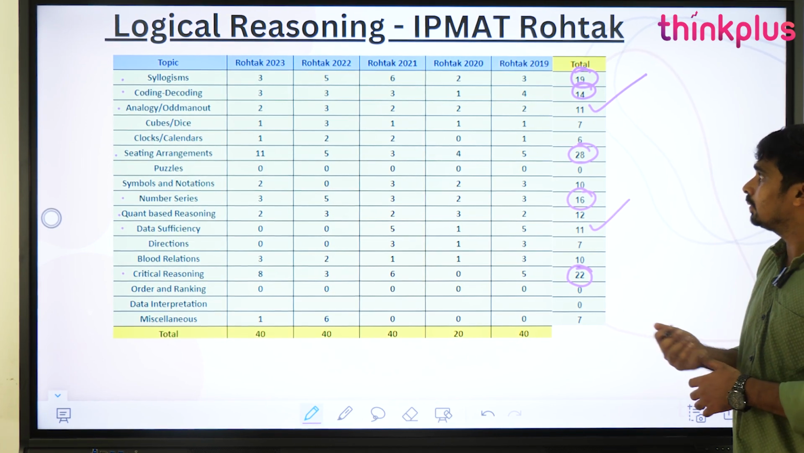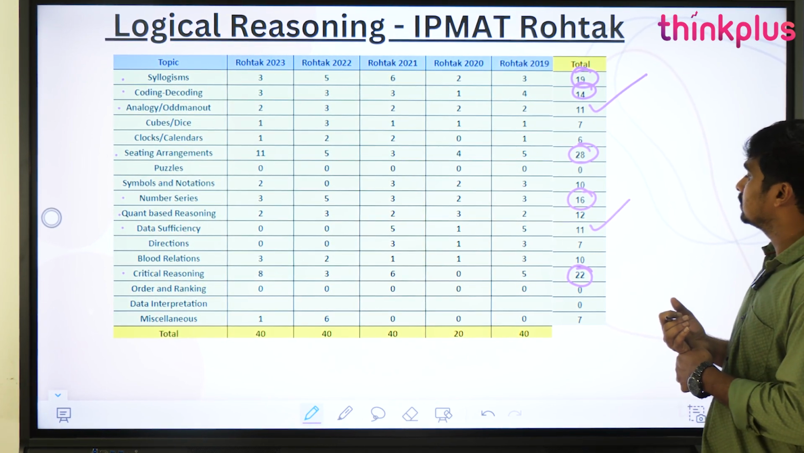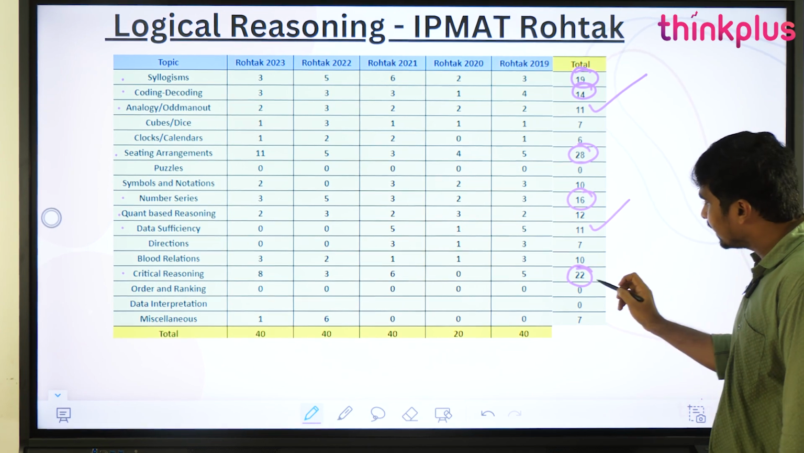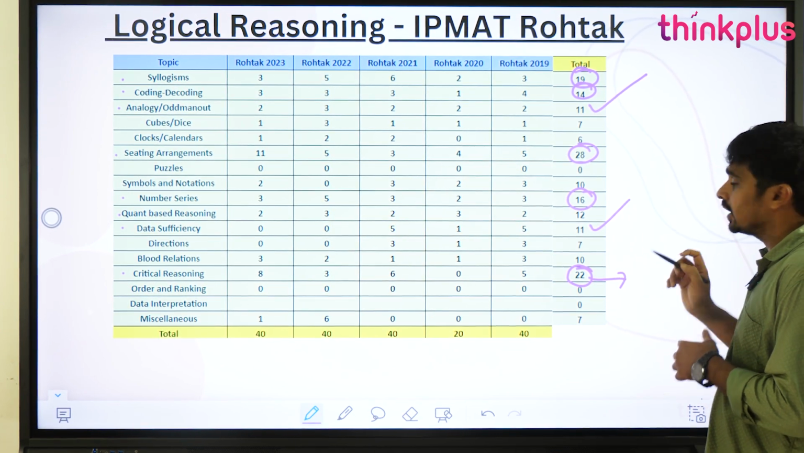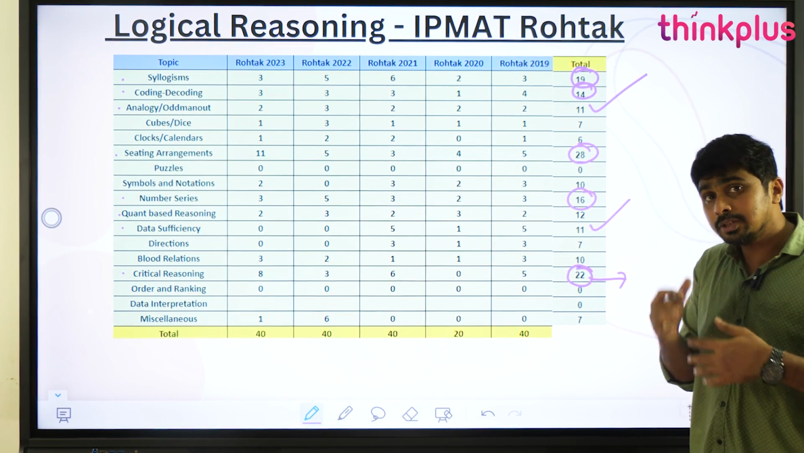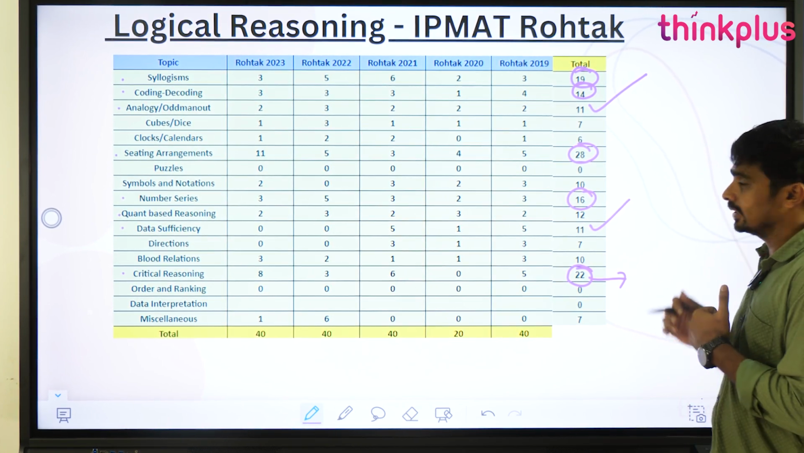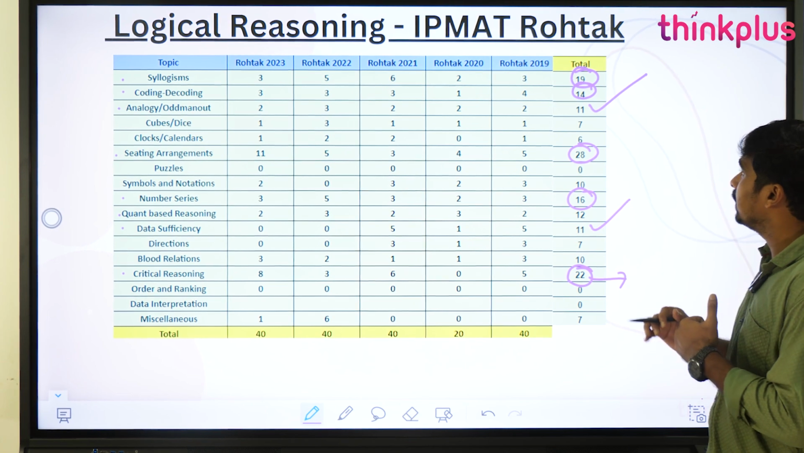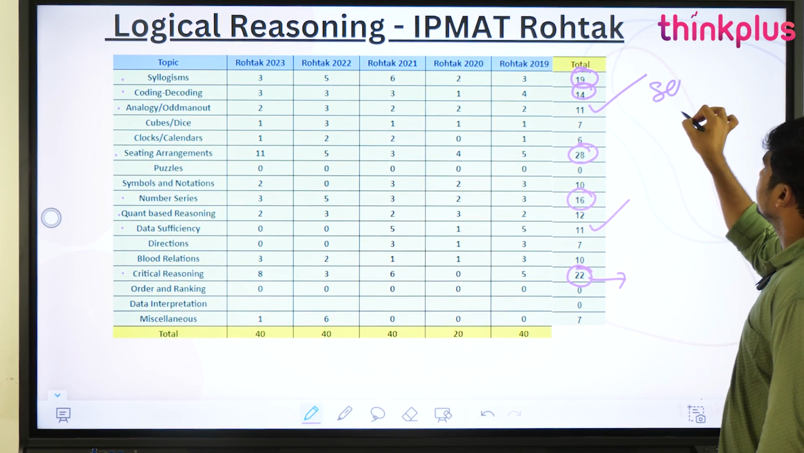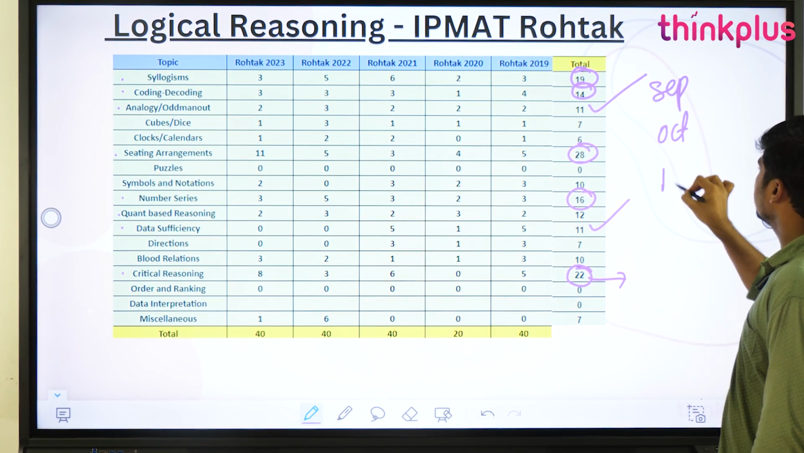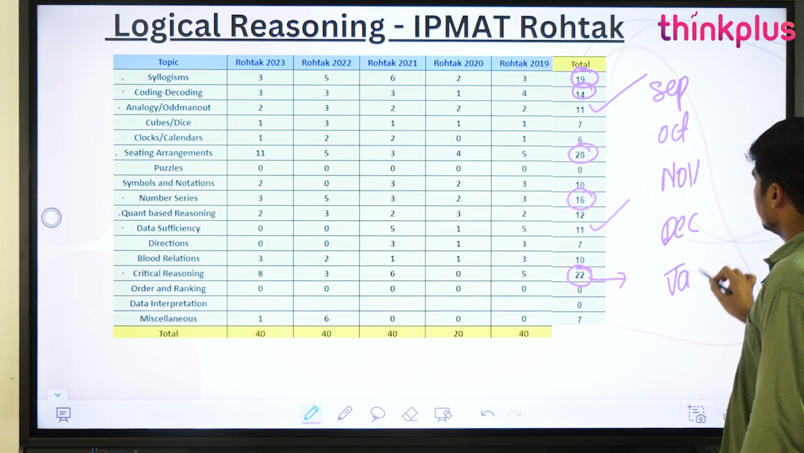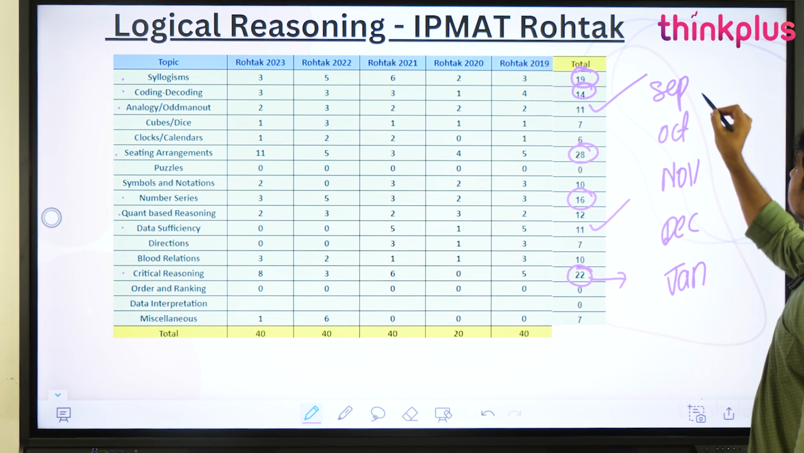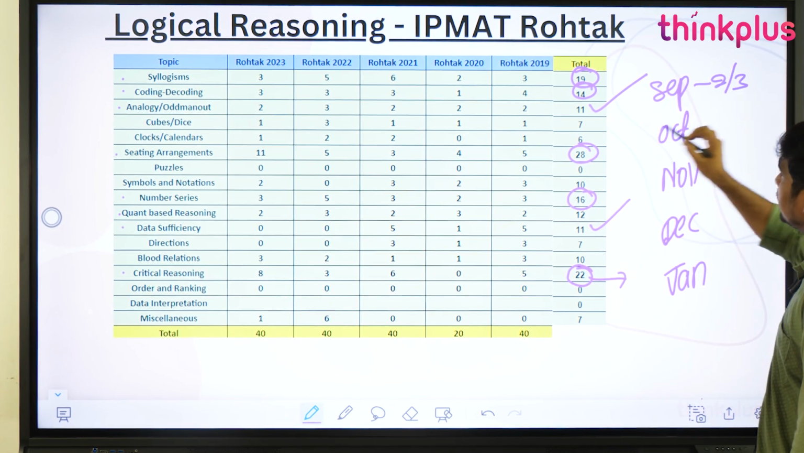So many times people answer all kinds of things, but critical reasoning, they will leave it. It's good to focus in addition to all these things on critical reasoning also, because so many students in the logical reasoning section leave critical reasoning. So what you can do is, while you're making a plan for all these 5 months, September, October, November, December, January, you can pick up 2 chapters or 3 chapters every month based on this weightage.